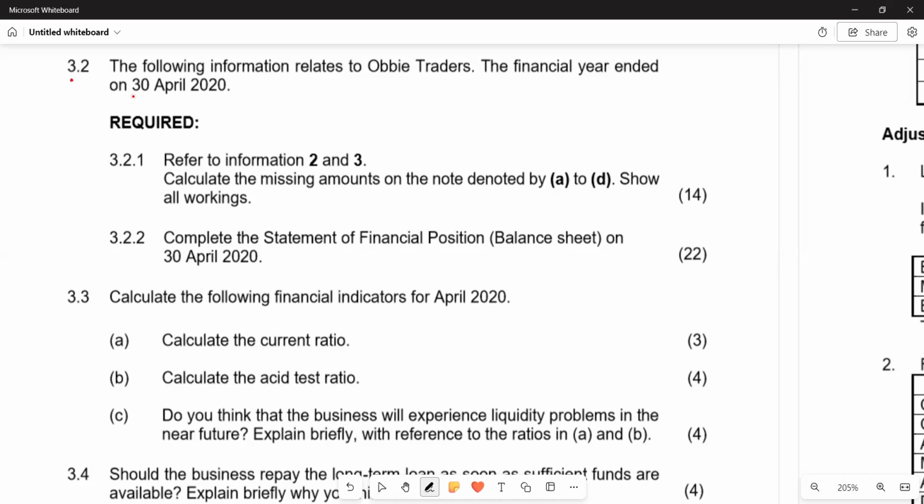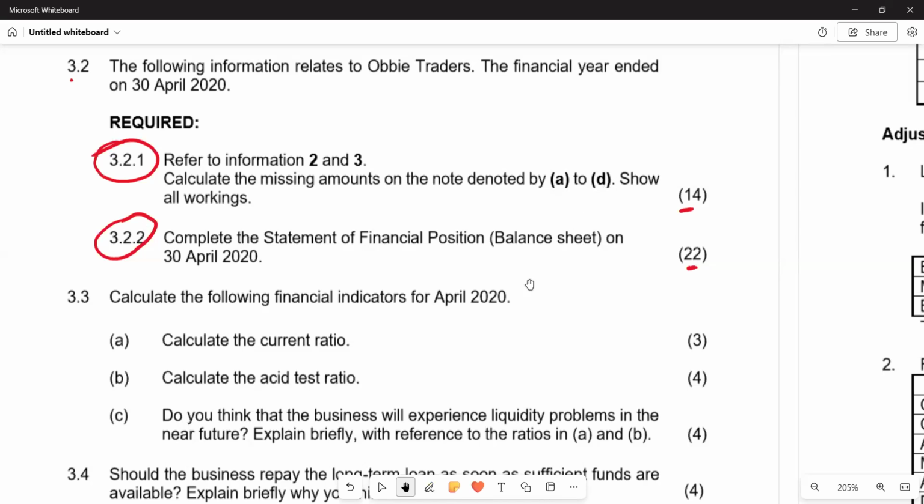on 30th April 2020. So on the credit part, we are given 3.2.1, which reads: refer to information 2 and 3. Calculate the missing amounts on the note denoted by A to D, show all calculations. So we are going to the question to see what the missing figures are, that is A to D. Then on part 2, which is 3.2.2, complete the statement of financial position, which is the balance sheet, on 30 April 2020. The first part of the question has 14 marks, and the second part has 22 marks. So we are going to look only at 3.2.1 and 3.2.2.